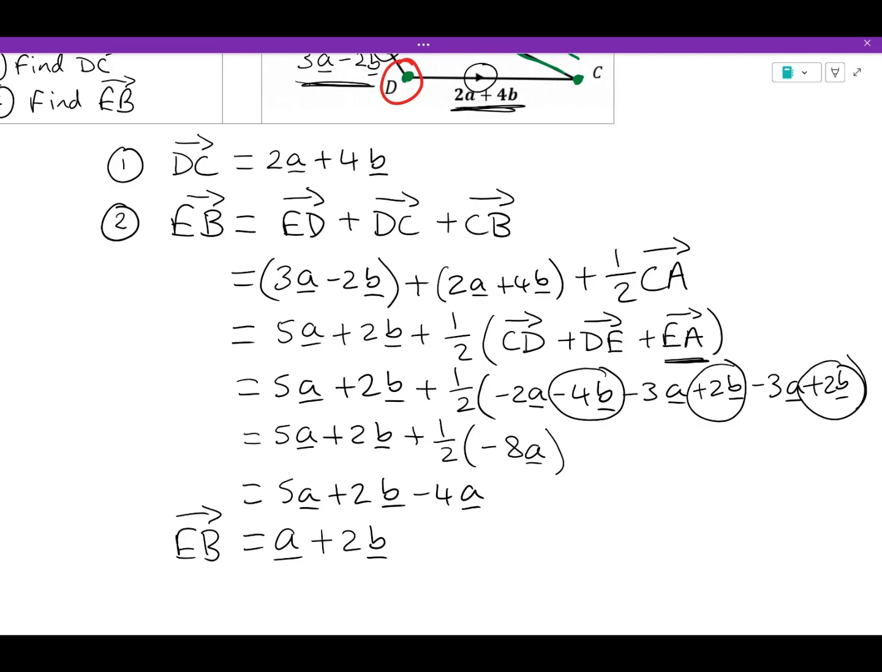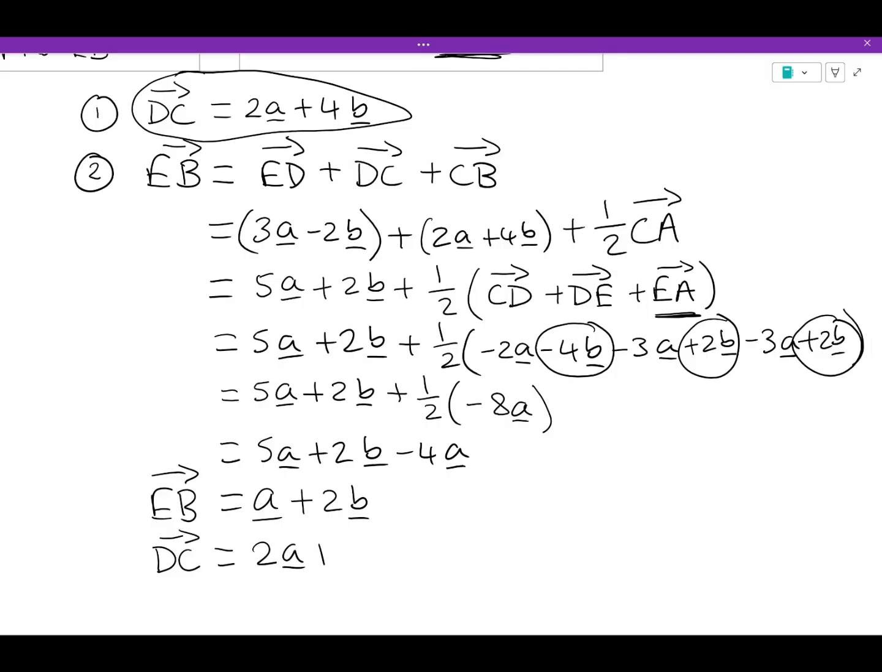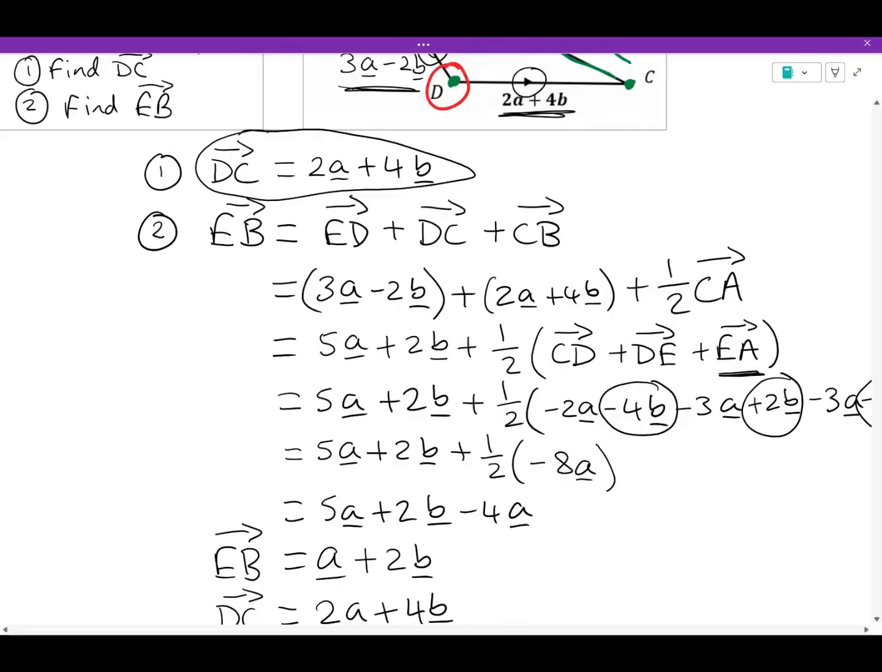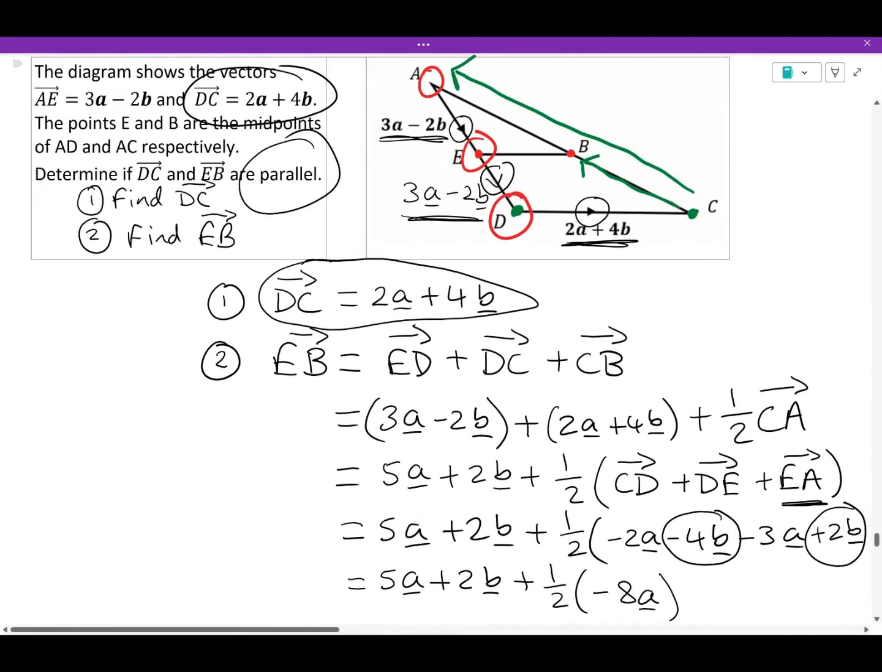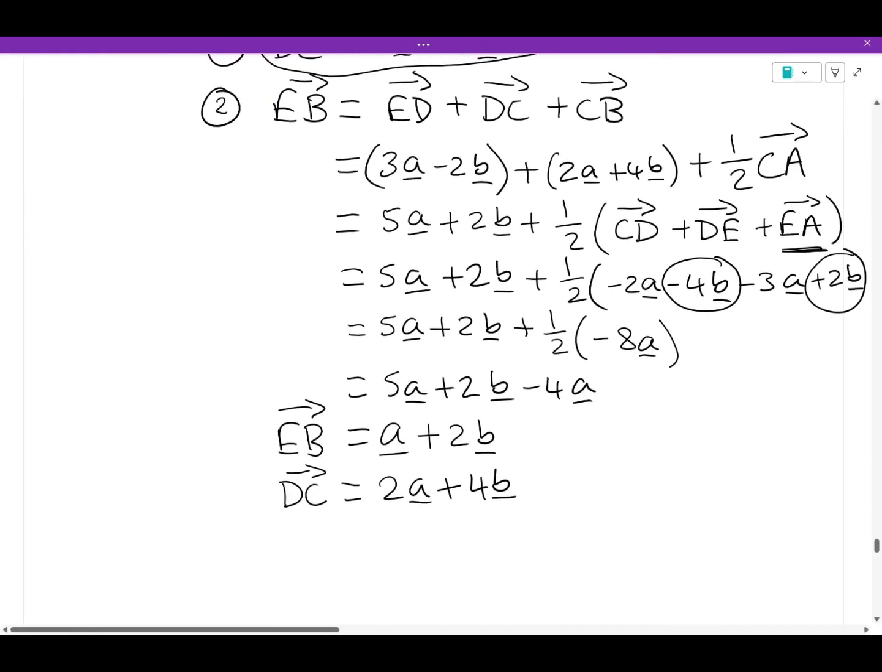Now what we need to do is compare this vector to D to C. So I'm just going to write D to C down at the bottom here, just for reference. So D to C is equal to 2a plus 4b. Now let's investigate, are they scalar multiples of each other? Because remember, we're trying to determine if they are parallel. So we need to use our definition of parallel vectors, which is about them being scalar multiples. Well, to get from 1a to 2a, we'd have to multiply by 2. To get from 2b to 4b, we'd have to multiply by 2 as well. So they are scalar multiples. They are going to be parallel.